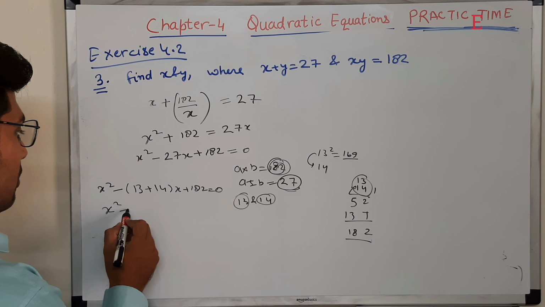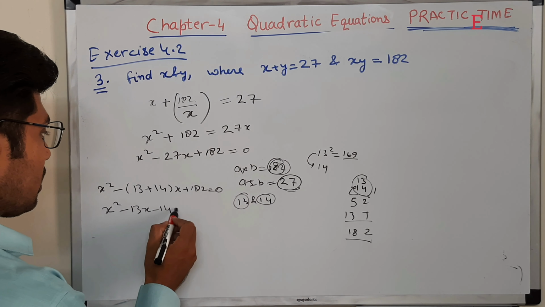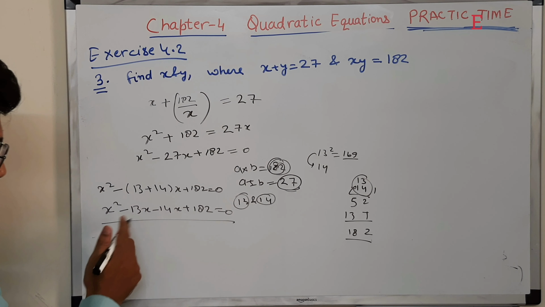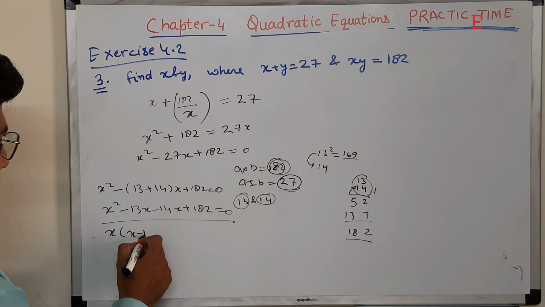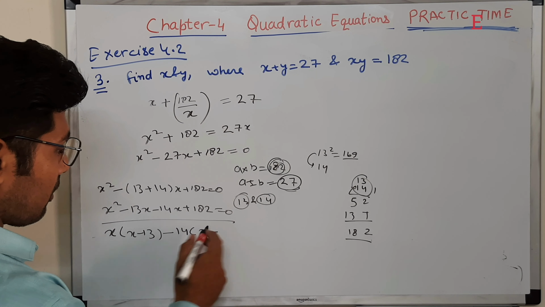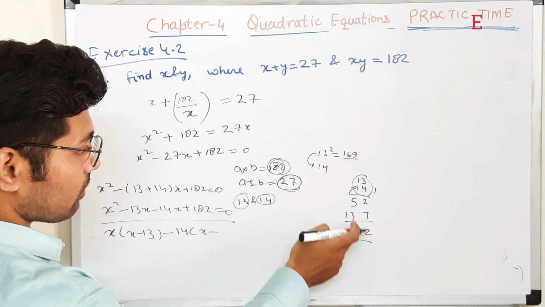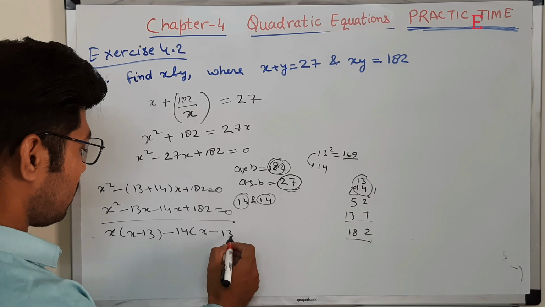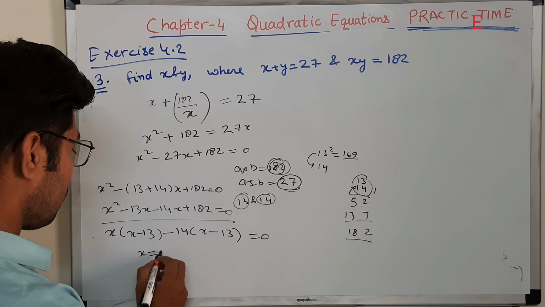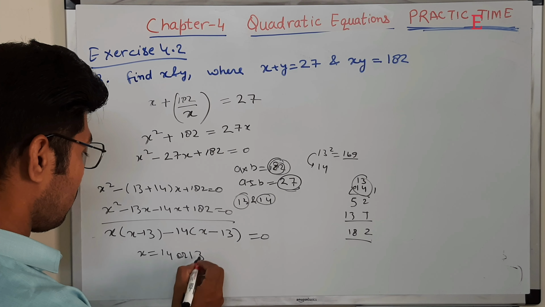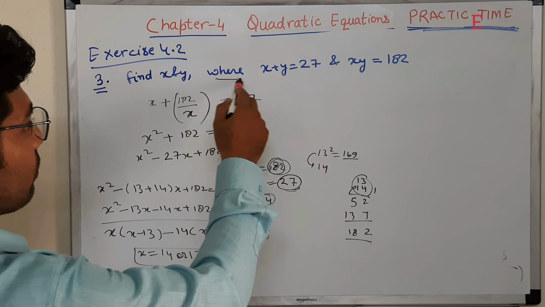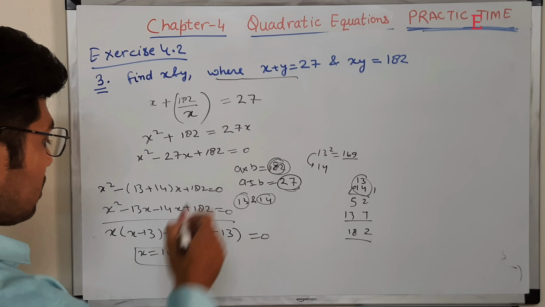Now x square minus 13x minus 14x plus 182 is equal to 0. Take x common here, you will get x minus 13, and minus 14 common here, x minus 13, because 14 into 13 is 182, is equal to 0. So x is equal to 14 or 13. Okay, so we need to find the values of x and y. So x is 14 or 13.